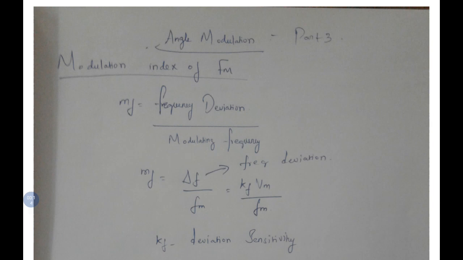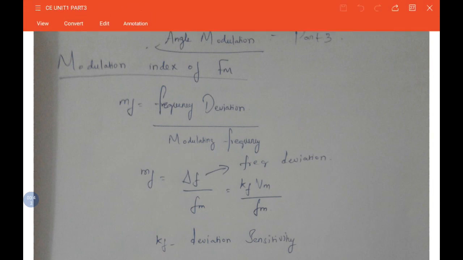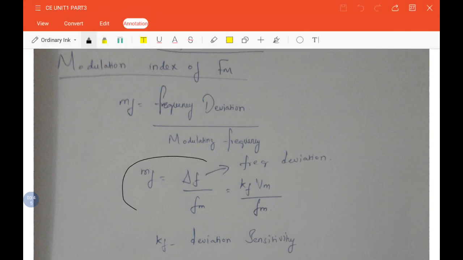So the angle modulation index of FM. In angle modulation we have two types of modulations. One is phase modulation and the other is frequency modulation. Out of these two, frequency modulation is more important. The modulation index of FM, that is the frequency modulation, is defined as MF, which is equal to frequency deviation by modulating frequency. In equation you can write it like this: MF is equal to del F divided by FM, where del F is nothing but the frequency deviation, and FM is the modulating frequency.